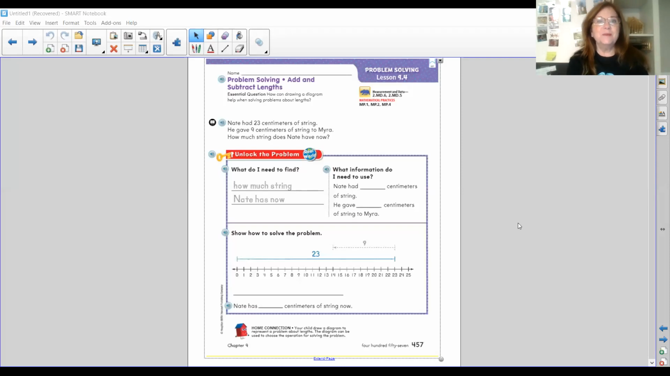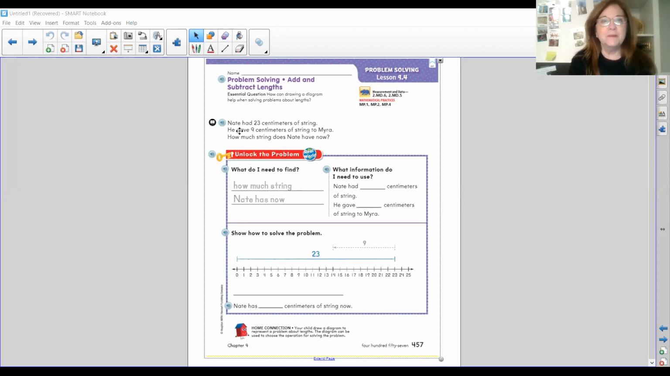Okay, so here's our paper, and we are problem solving. We are adding and subtracting lengths using centimeters. So our essential question is, how can drawing a diagram help when solving problems about lengths?